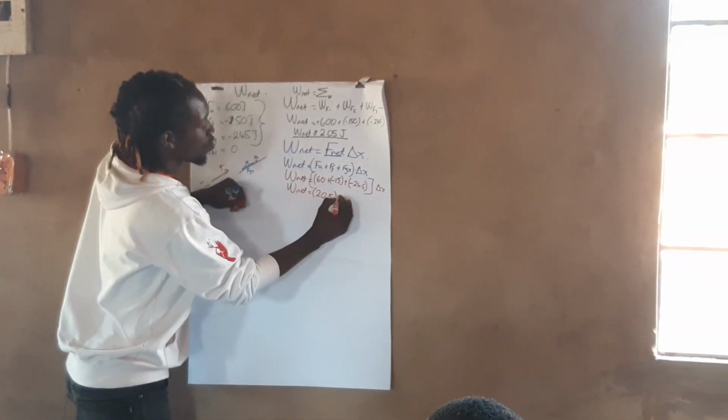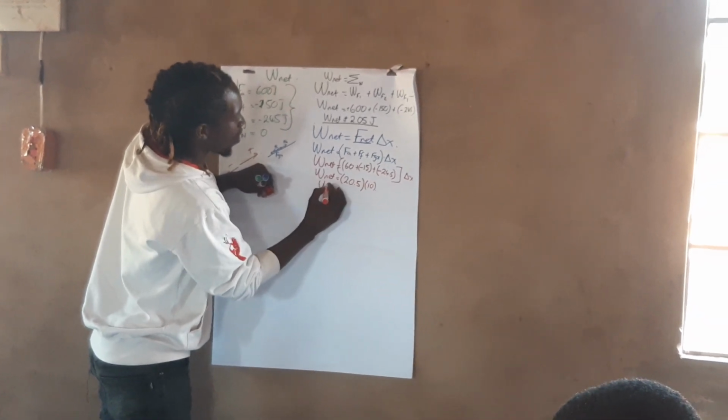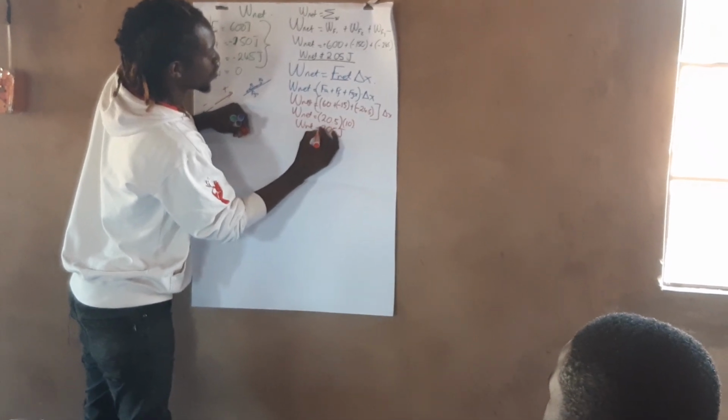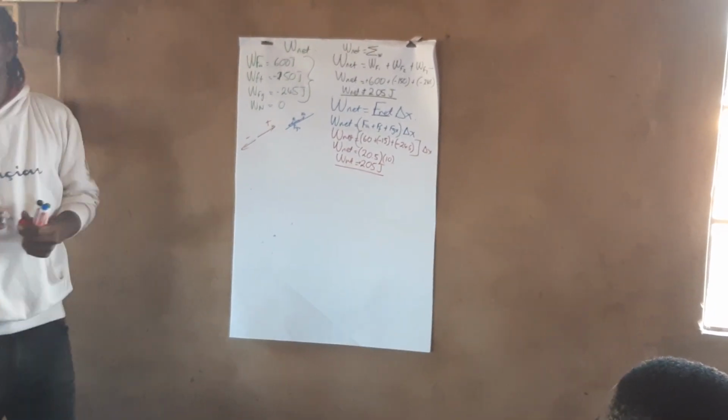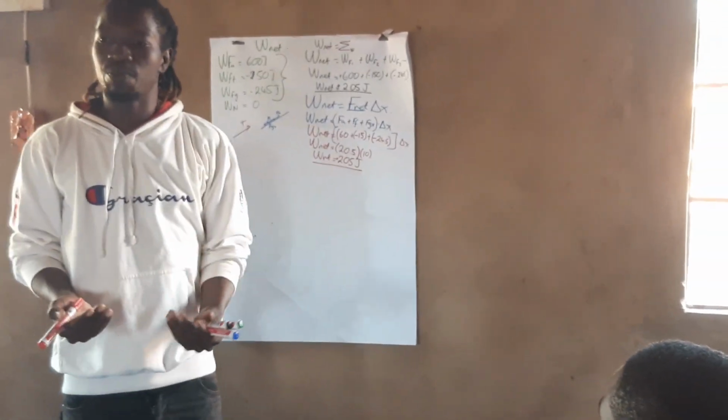20,5. So if I find 20,5 and then what is our distance? 10. So it means that our work net is equal to what? 205 joules, which is positive. Can you see that?